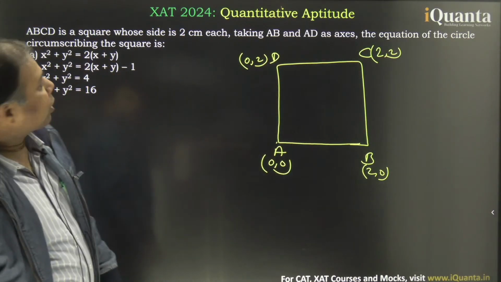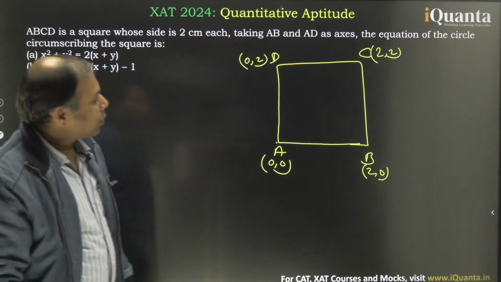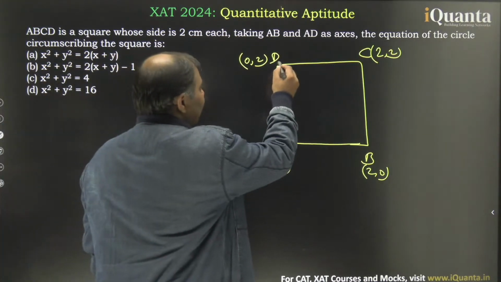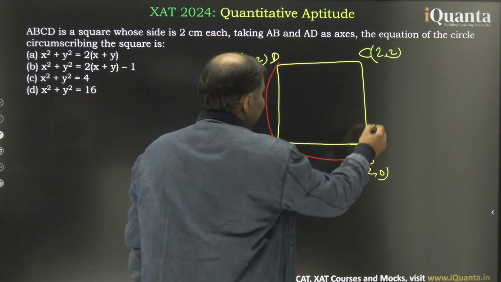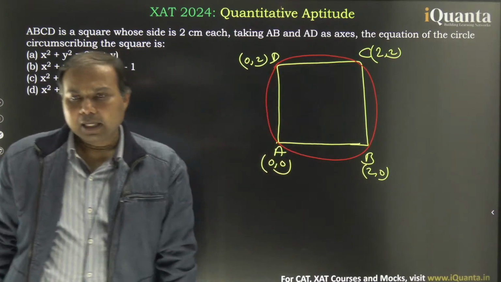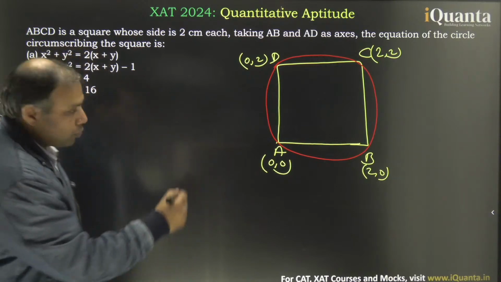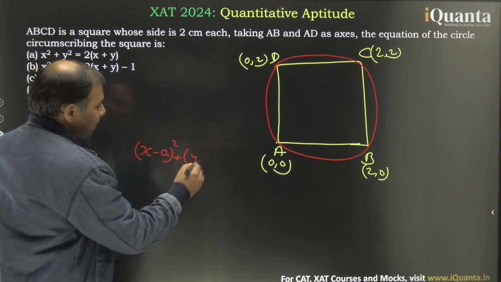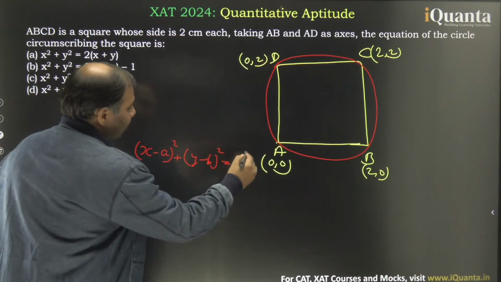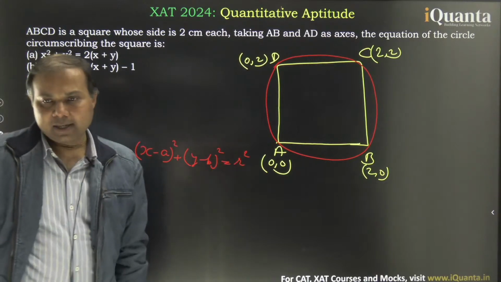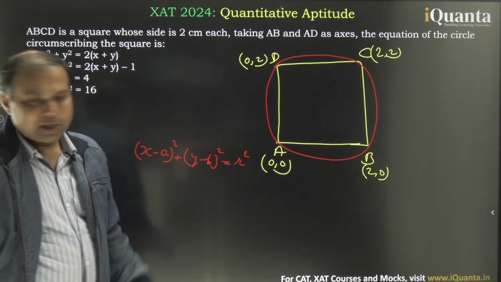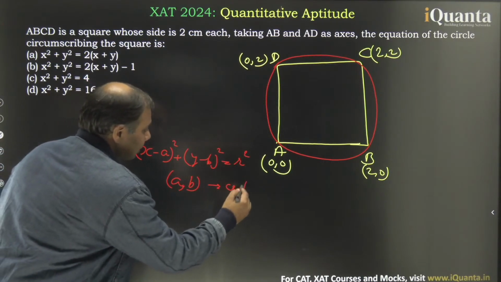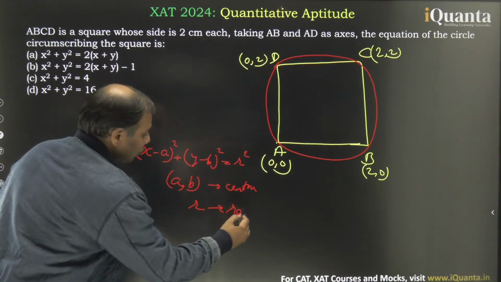Now, the question is the equation of the circle circumscribing the square. The circle passes through all 4 vertices of this square. We want to find the equation of that circle. I hope you know how to write the equation of a circle. It is x minus a whole square plus y minus b whole square is equal to r square, where a comma b is the center and r is the radius. Sometimes we write it with h and k also. I have written a and b here. So this a comma b is the center of the circle and r is the radius. That is the equation of a circle.